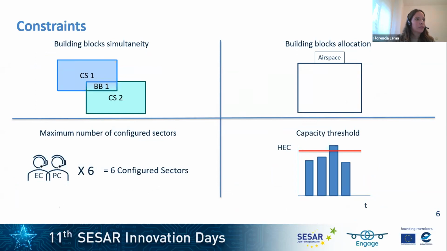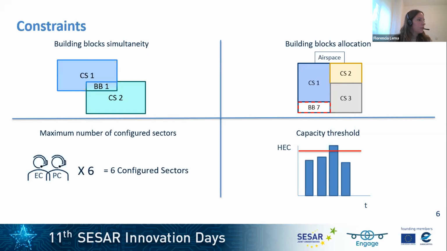Then we have a second constraint related to building blocks allocation. If we have an airspace divided in several building blocks and we start creating the configured sectors to form the configuration, we can encounter this situation in which there is one building block that is not allocated to any configured sector. This cannot happen because it would create gaps in our airspace, and this constraint prevents this from happening.